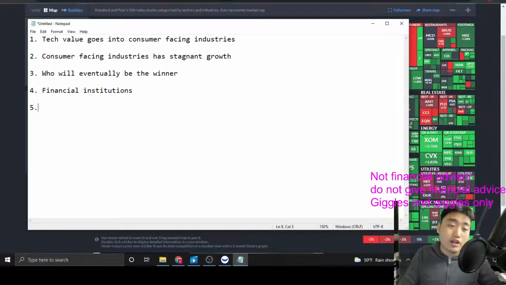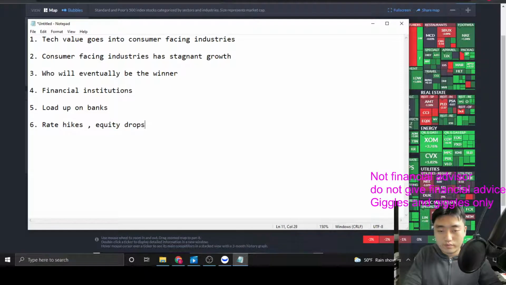So the general strategy for 2022 is basically just load up on banks, right? When there's a temporary correction, just load up on banks. And whenever interest rates hike, so whenever rate hikes, equity drops. In return, banks will recover. They will be the ones that recover the fastest, and even break new highs.